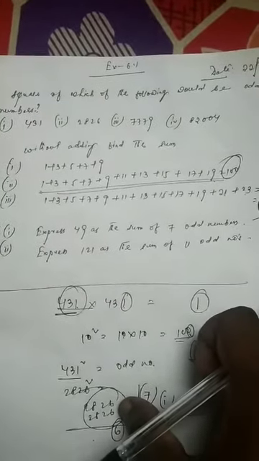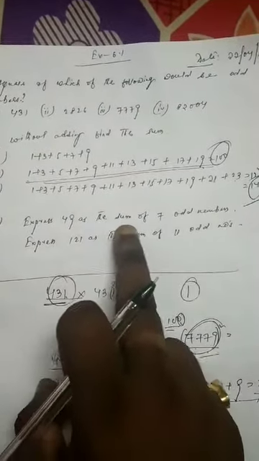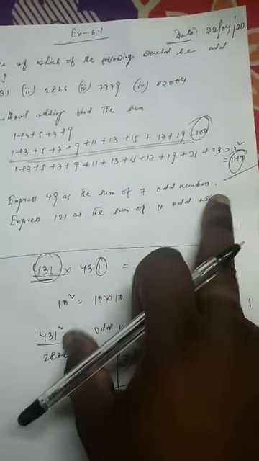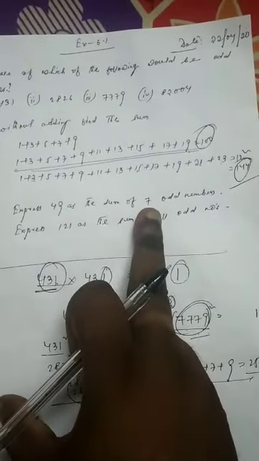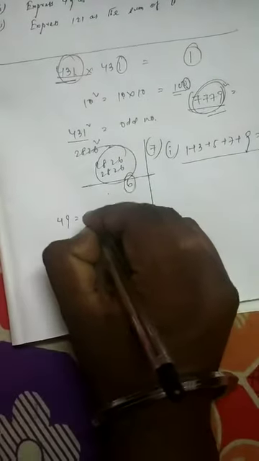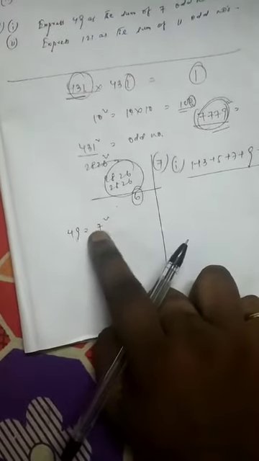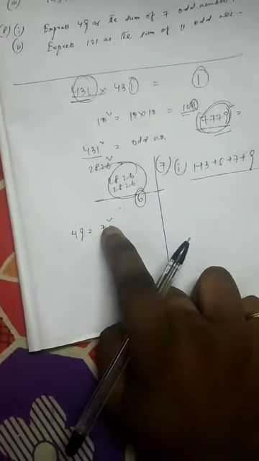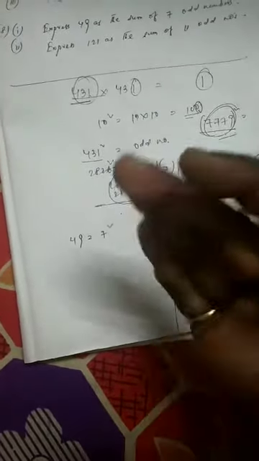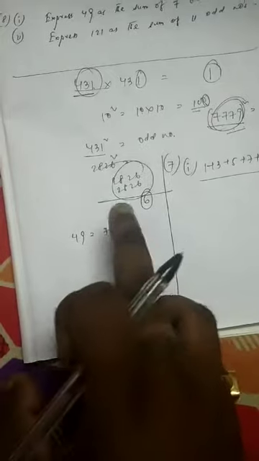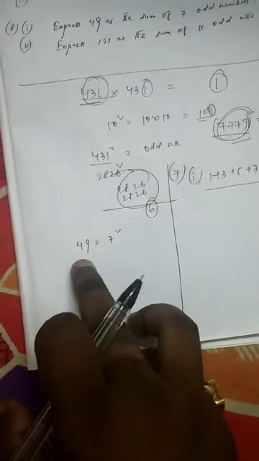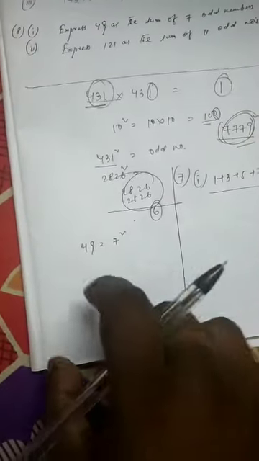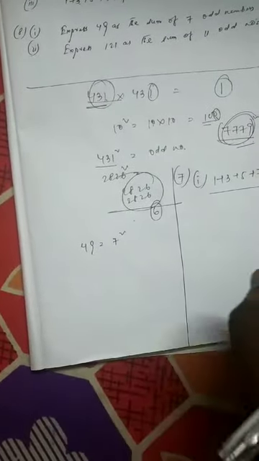Now question number 8 is: express 49 as a sum of 7 odd numbers. So children, just now as I've explained, 49 is equal to 7 square. Obviously, if 7 square is 49, then 49 should be the sum of 7 odd numbers.